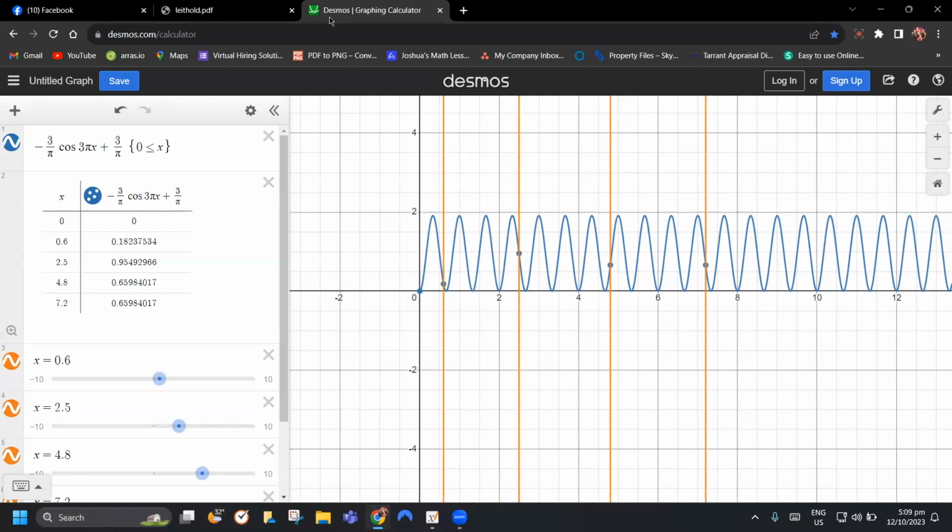The function is negative 3 over pi cosine of 3 pi x plus 3 over pi. So there's no g of x. Then start at 0 and end at 1, and the step size is 0.2. There you go. So 0 to 1.2. Can you find 0.6? And then do the next one.